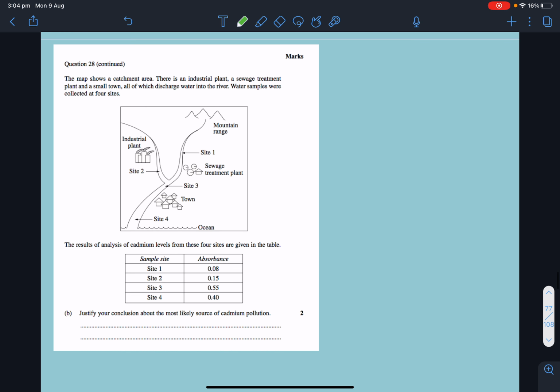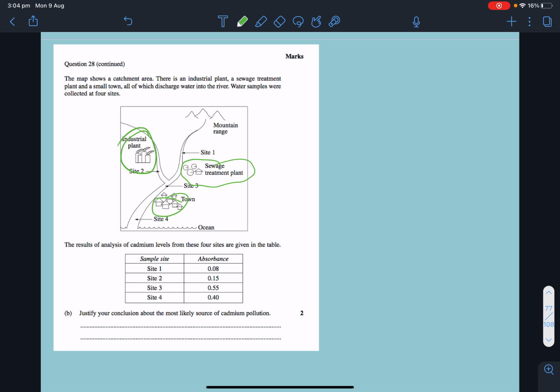Further along, the map shown is a catchment area. There is an industrial plant and a sewage treatment plant and a small town downriver, all of which discharge water into the river. Water samples were collected at 4 sites. Okay, 1, 2, 3, 4. Look at their different absorbances, and it's cadmium levels of the 4 sites. Justify your conclusion about the most likely source of the cadmium.